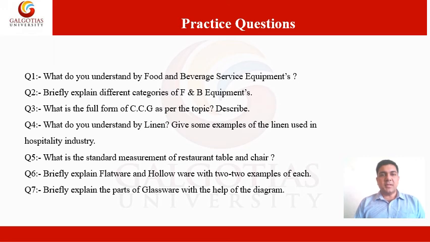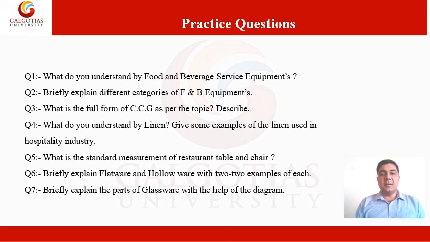The first question is, what do you understand by food and beverage service equipment? As we already discussed, all the equipment according to the categories and names, everything you can write in this question as an answer. Briefly explain different categories of food and beverage equipment. This question is from the video which we have gone through, and you get the answer from there. What is the full form of CCG as per the topic described? CCG, as I told you earlier, is a very important topic to understand. The first C stands for cutlery, the second crockery, and the last one glassware. I hope you can answer this easily.